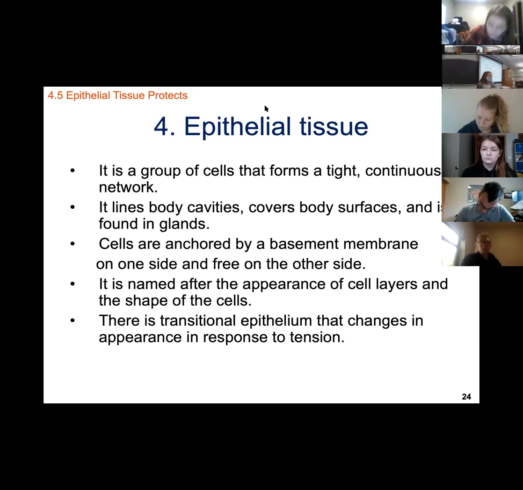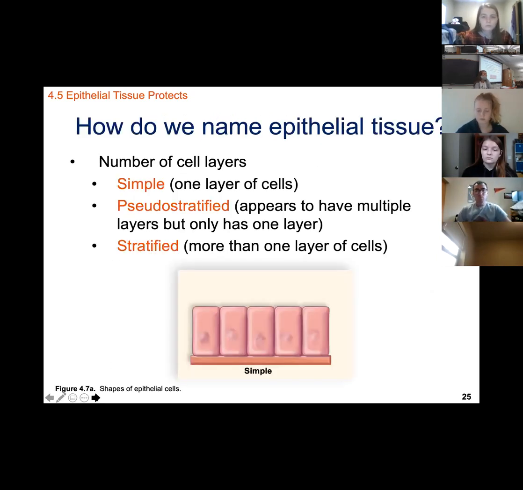It is named after the appearance of cell layers and the shape of cells. We're going to talk a little bit. There is transitional epithelium that changes in appearance in response to tension. And we'll talk a little bit about that. So the next question is, how do we name epithelial tissue? And these guys need to see that slide. It's by the number of cell layers, okay?